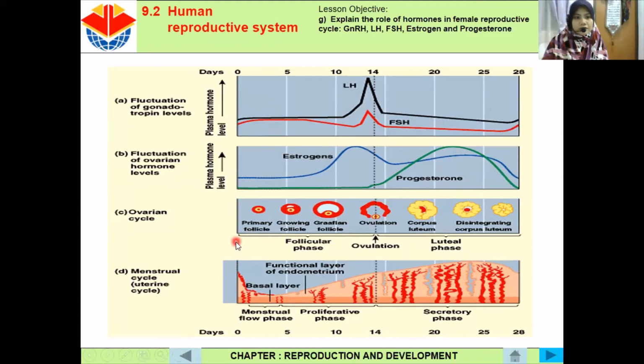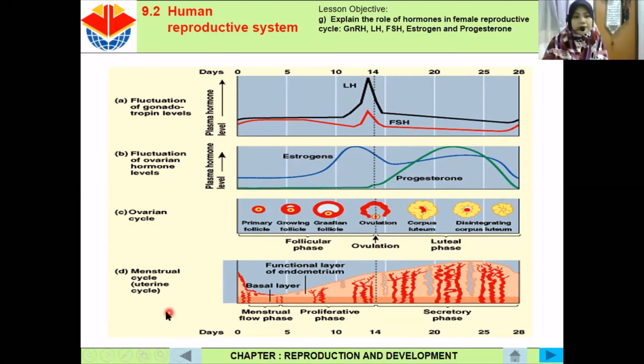So as a conclusion, in the ovarian cycle, there are 2 phases, follicular phase and luteal phase. In between there is an ovulation, while in the menstrual cycle there are 3 phases, menstrual flow phase, proliferative phase and secretory phase.